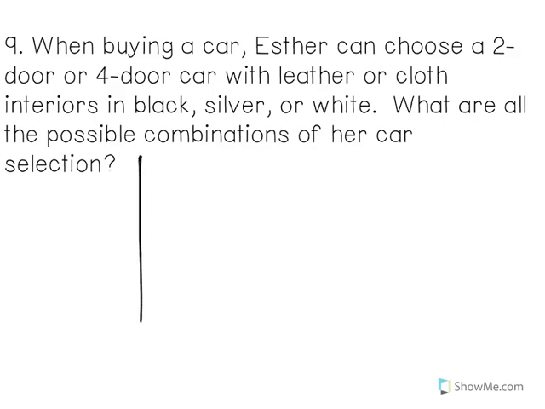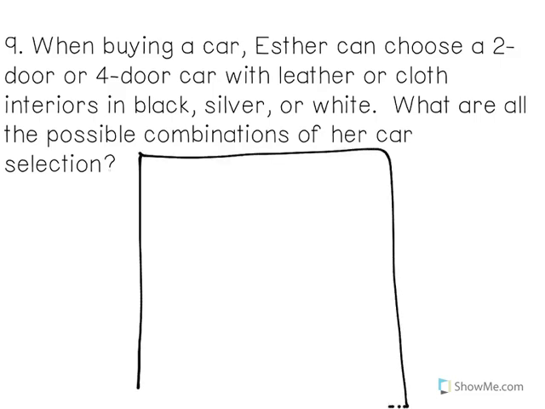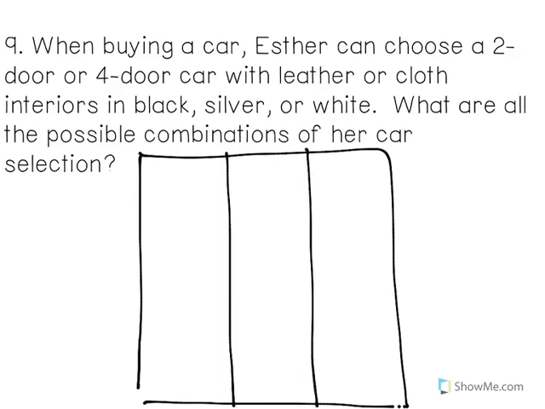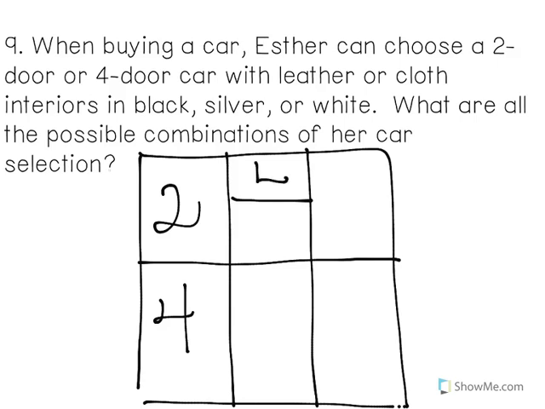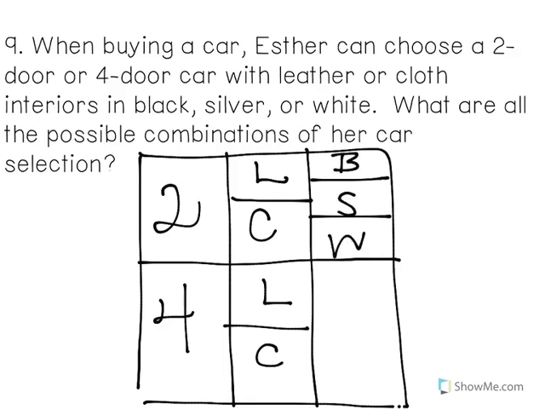This time, I'm going to draw a table. And on the first column, I'm going to put my 2 cars. I have either a 2-door or a 4-door. And then I could have it either a leather or a cloth in each one. And in each one from there, I could have a black, silver, or white.